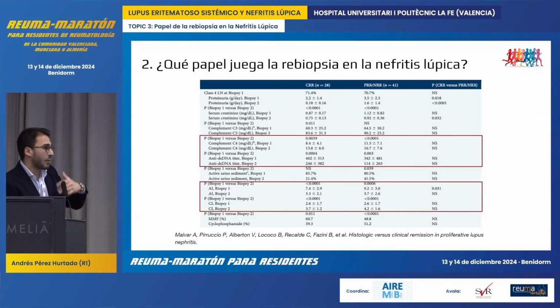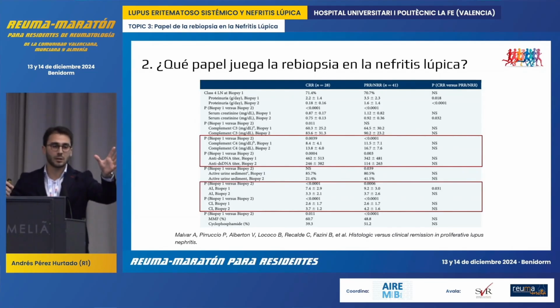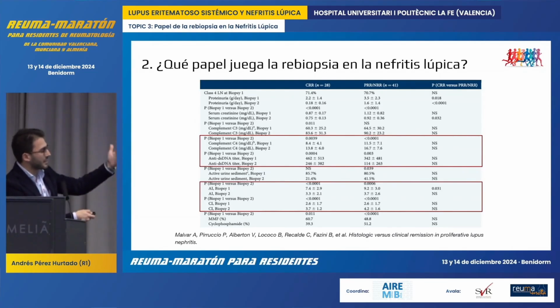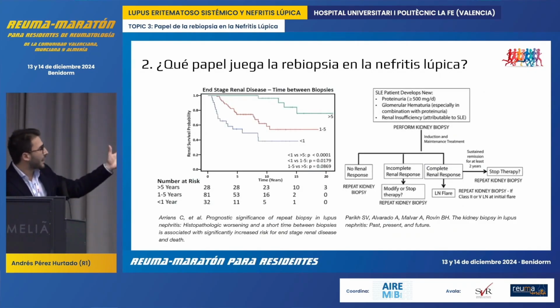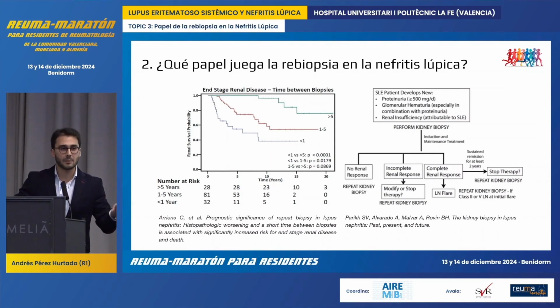This is the table, or one of the tables, with the results they use in their article, and as you can see, both complement levels and anti-dsDNA levels, when compared in patients who are, on one hand, in complete renal remission versus partial or no remission, watch out, there are no statistically significant differences. So be careful. This Kaplan-Meier figure, basically, what the authors are saying is that patients in whom it takes longer to perform a rebiopsy, a second biopsy, tend to have a better prognosis.